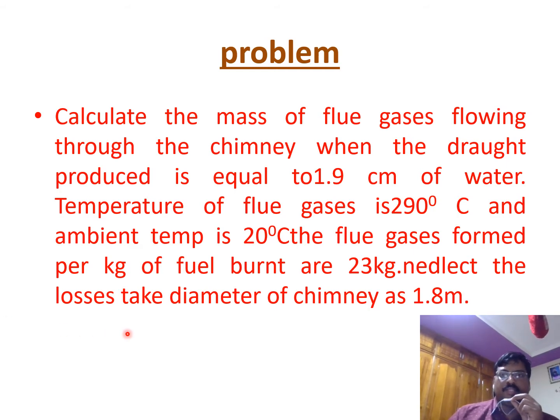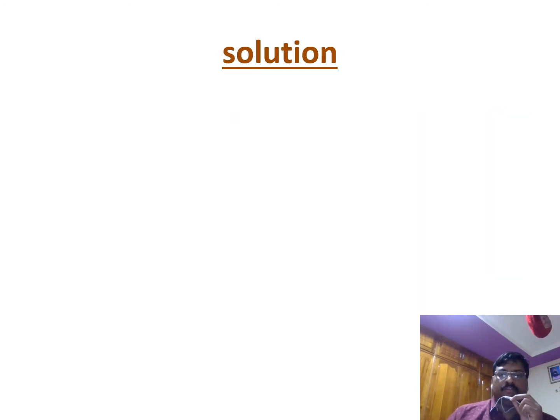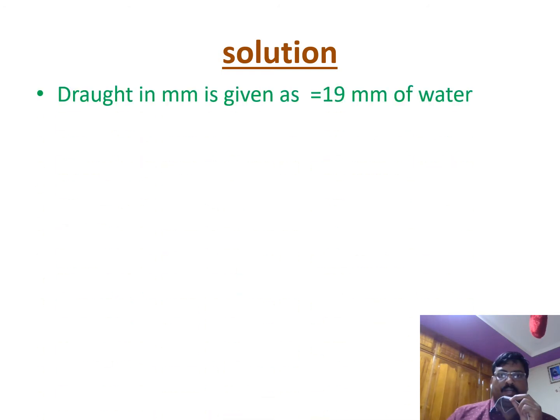That is H1. So to determine the value of H1, first of all we have to determine the value of height of the chimney. Now we are going to solve it. The solution is obtained as follows. What is the data given? First of all we are writing the data given.